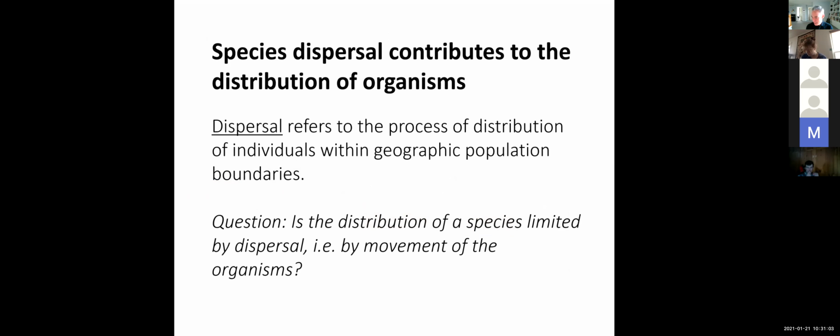A question that you might ask when you're looking at dispersal is, is the distribution of a species limited by dispersal, meaning by movement of the organism? Obviously it depends on the type of organism you're looking at. Birds are much less limited by dispersal than maybe oak trees are, right? Oak trees are reliant on other species to disperse. The acorns have to be picked up by other species and then buried somewhere else, and then they grow into new oak trees. So that's how oak trees disperse. But animals that have their own locomotion obviously have much more control over where and how they disperse.